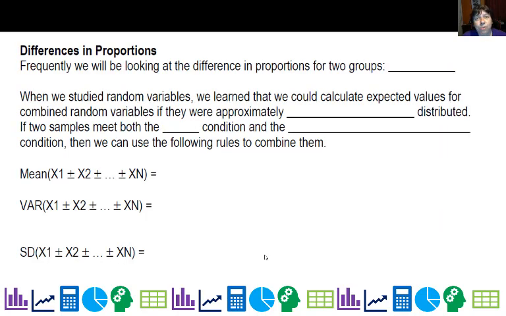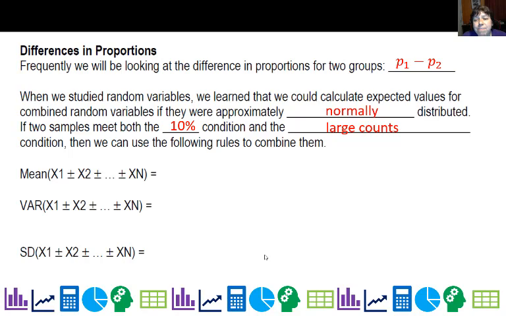The other thing we really love to do with proportions is to compare them. And that can be done by looking at the difference of two groups, P1 minus P2. When we studied random variables, we learned we could calculate expected values for combined random variables if they were approximately normally distributed. If two samples meet both the 10% condition and the large counts condition, then we can use the following rules to combine them.